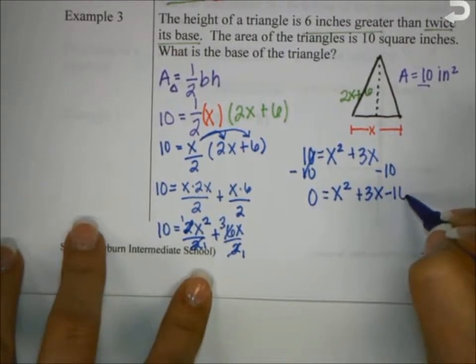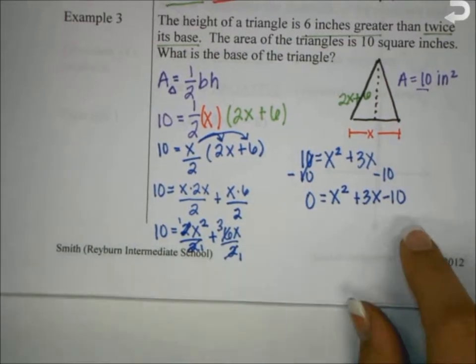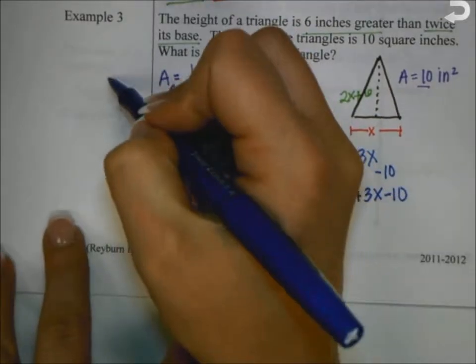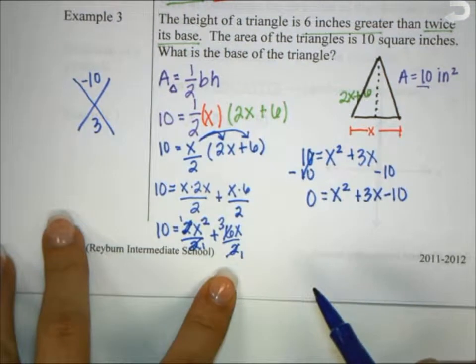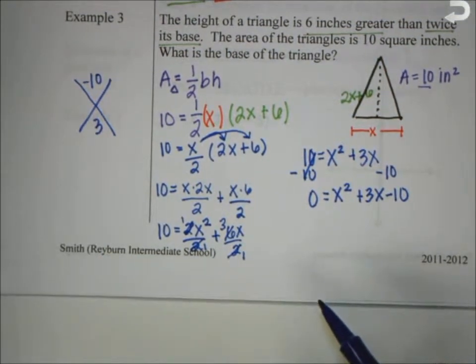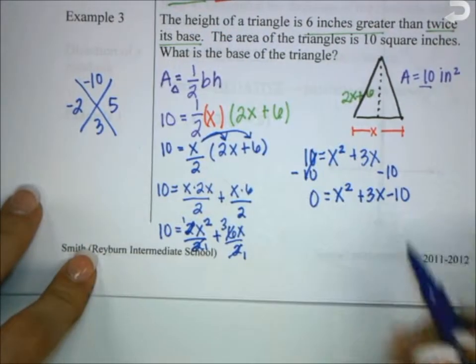Now I can do what? Diamond. Okay, since we're there, we might as well finish it. What two things multiply to negative 10 and add up to 3? Negative 2, positive 5. So 0 equals x minus 2 times x plus 5.